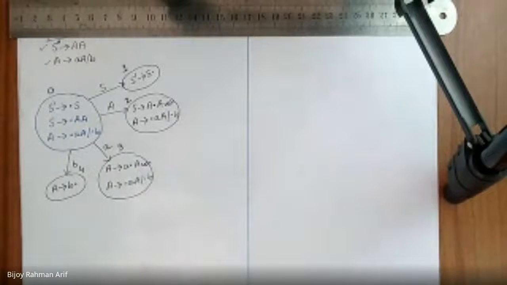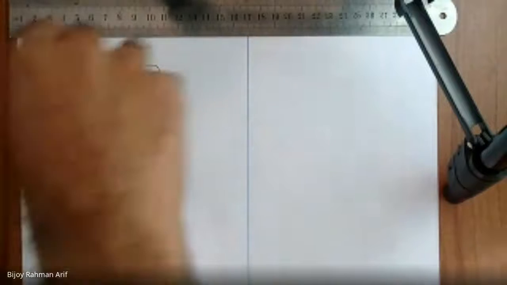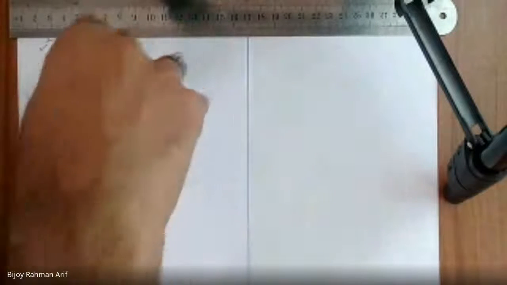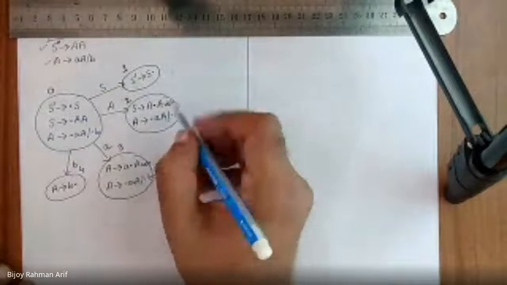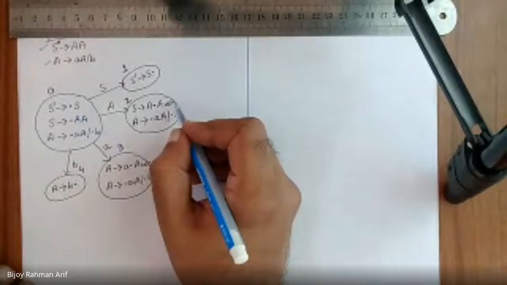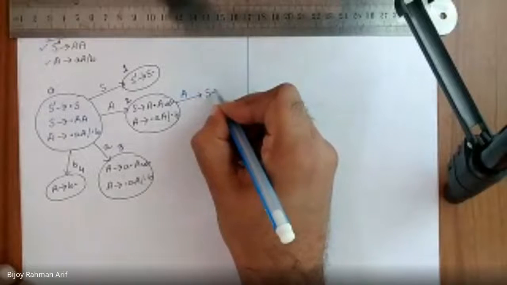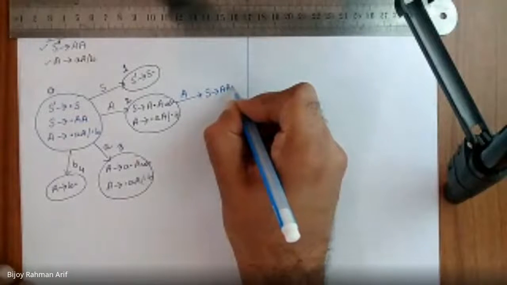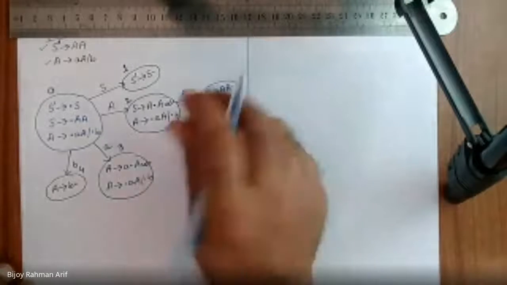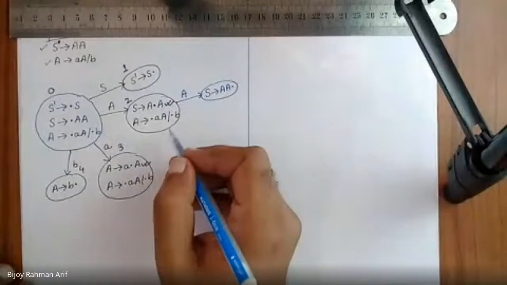Done? So we are doing breadth first search from the initial state, creating states 1, 2, 3, 4 step by step. Now let's come back here. It is a final item, so we cannot move further. How about this? What type of GOTO is possible here? S derives capital A dot. So done. It also becomes a final item, so we don't need to worry about it.